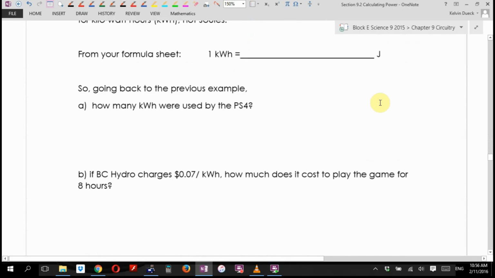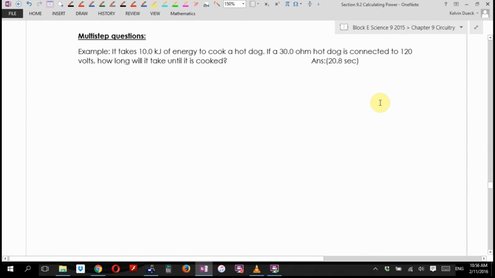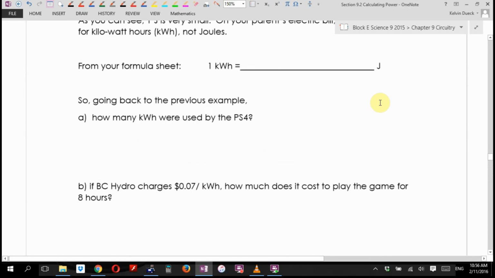How many more am I doing? Oh, we got a bunch more still. Okay. Oh, and multi-steps. Okay.